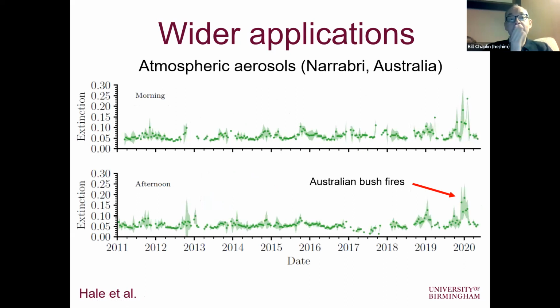More recently, we were able to pick up, at our site in Narrabri in Australia, the signature of the Australian bushfires. You remember those, about a couple of years ago. There we picked up a clear signature of that, and also a significant signature at our site in Chile. So those particulates were carried across the Pacific, and we picked them up there. So there's lots of interesting stuff that we're doing with those data.